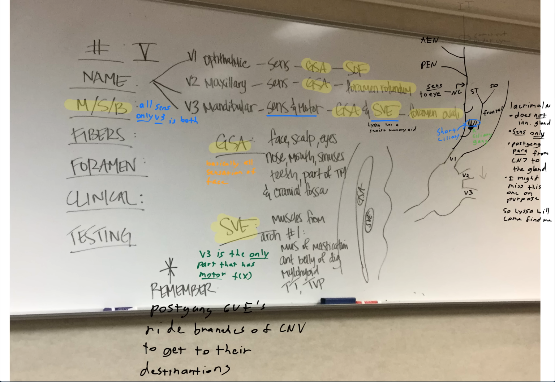The nasociliary nerve continues through the orbit and it exits out. When it exits, it becomes the infratrochlear nerve. It's not a branch, it's the same nerve, it changes its name. So when it comes out, it becomes the infratrochlear.